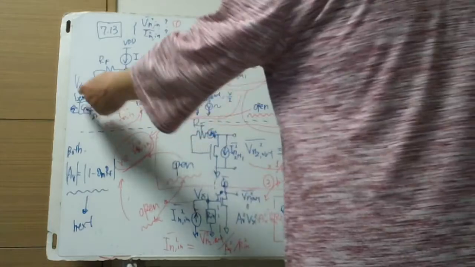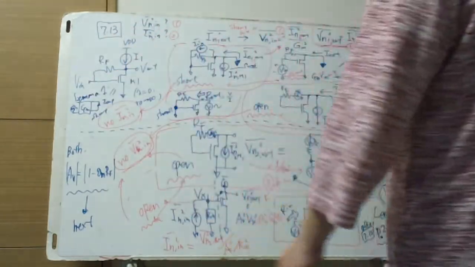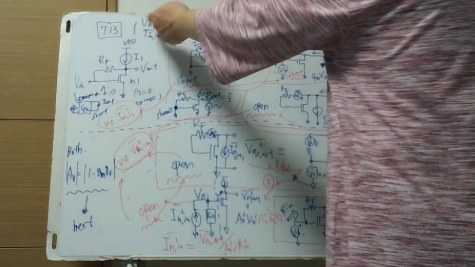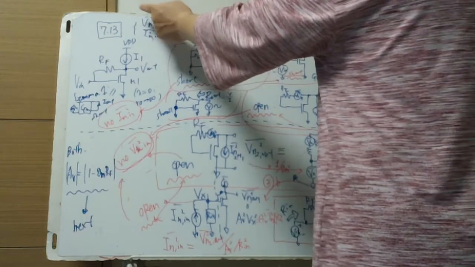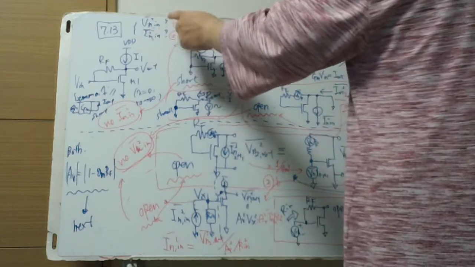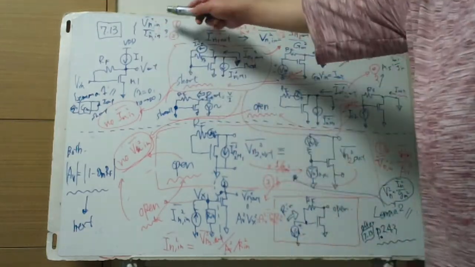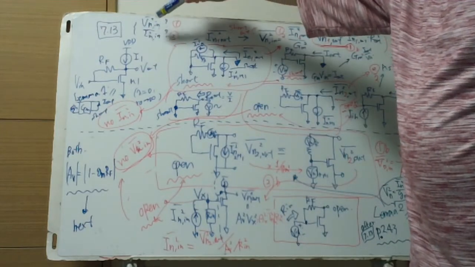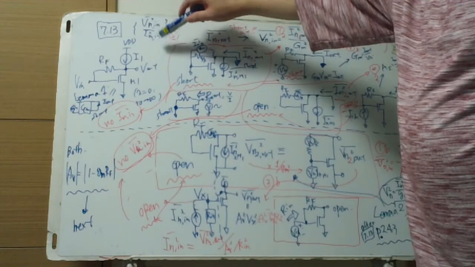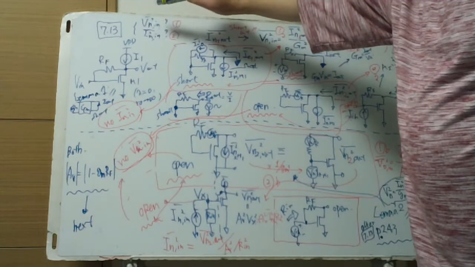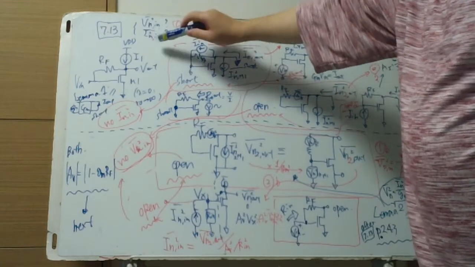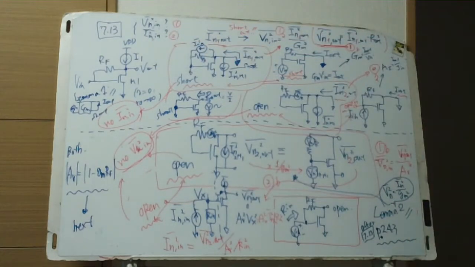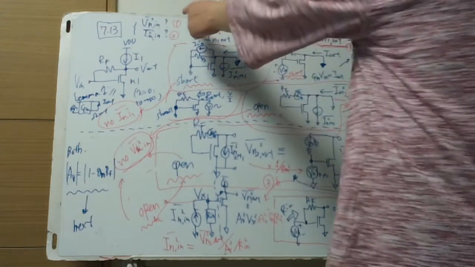And in these cases, find the expression of V sub n input squared bar and I sub n input squared bar: the input referred noise voltage and input referred current noise power, by methods 1 and 2.